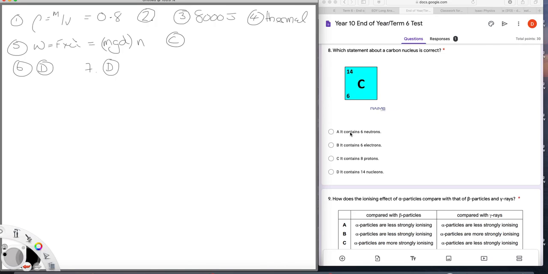Question 8. Which statement about a carbon nucleus is correct? Well, looking at this, I've got 6 protons and I've got 8 neutrons. So 14 nucleons, definitely, that is true. 8 protons, no, it's got 6. 6 electrons, well, not in the nucleus it doesn't. 6 neutrons, well, no, because there's 8. So the answer is D.